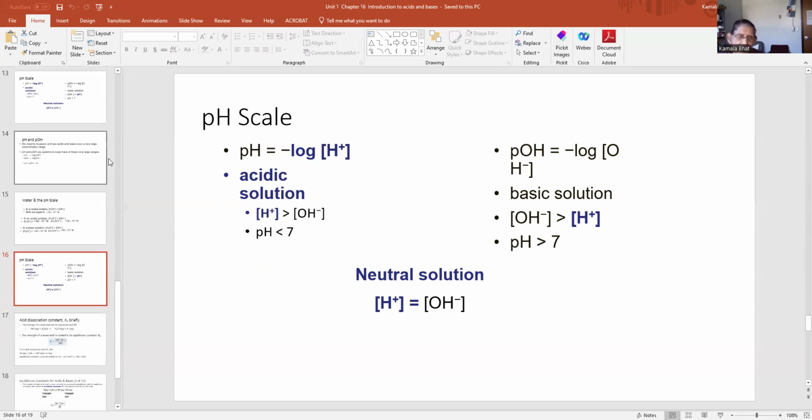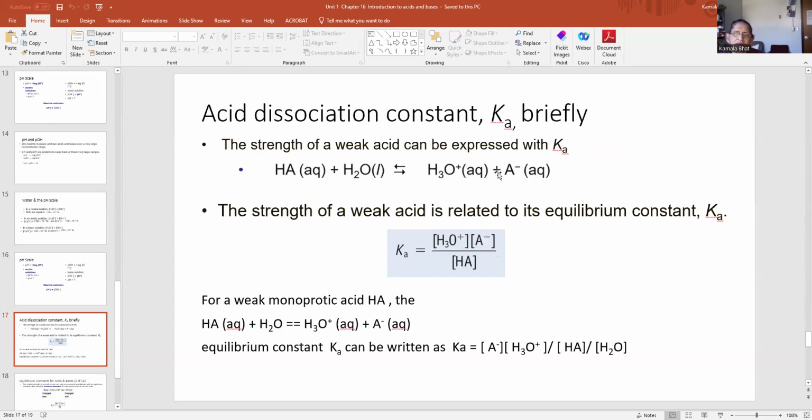Now, this is a slide that repeats everything beforehand, and let's go now. How do we write the dissociation constant of an acid? This is brief, because the remaining units will go through all this, but I do not want you to forget what you studied in chapter 15.